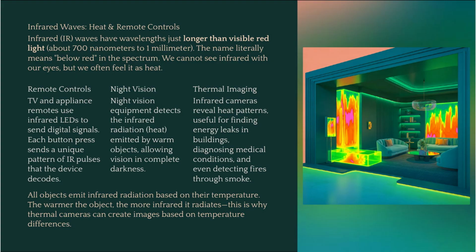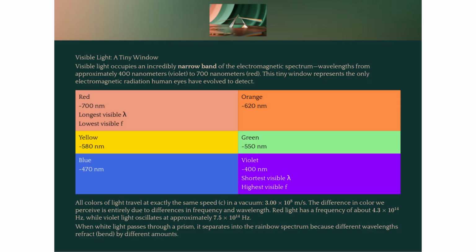Just below the visible spectrum is infrared light. We usually feel this as heat, as it's the radiation given off by warm objects. Infrared is used in night vision goggles because it can sense the heat signature of objects. It's also used in short-range applications, like the tiny beam that sends a command from your TV remote control to the television set.